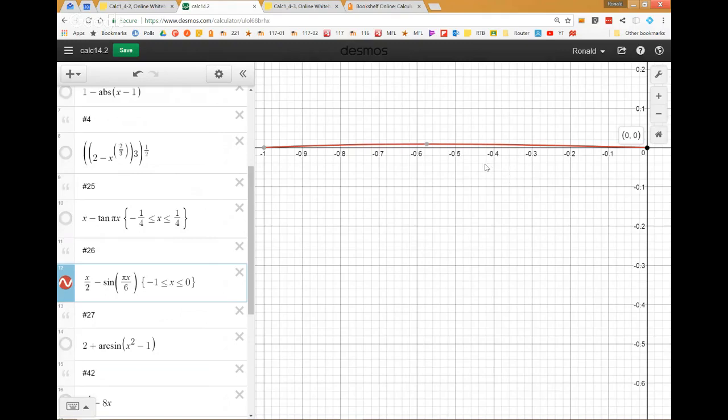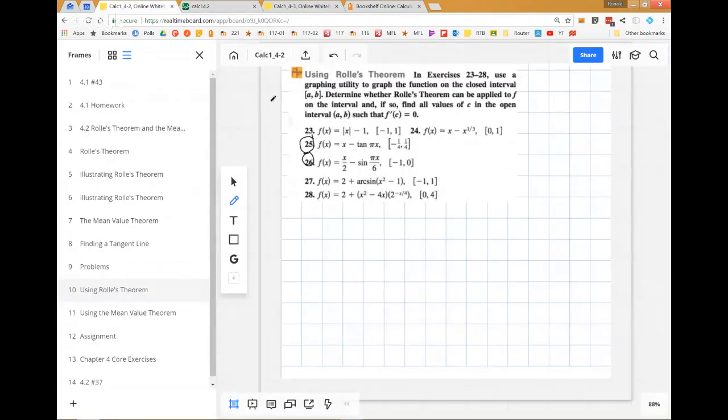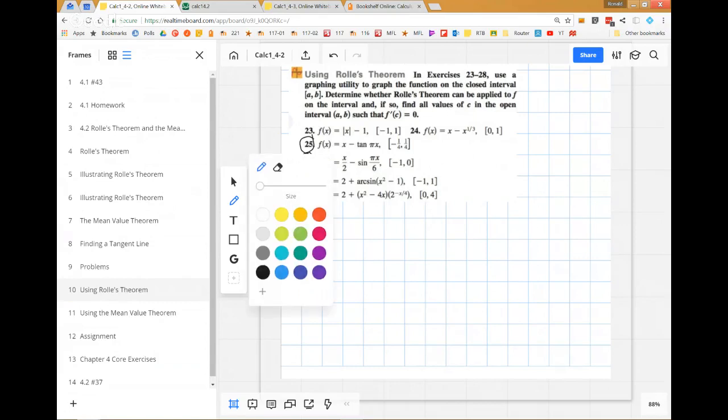Okay, so now what you would have to do with this is take the derivative and find out when the derivative is 0. Because Rolle's theorem works, there's guaranteed to be a point in between. So, okay, let's quickly do that one. I'm going to write this out.